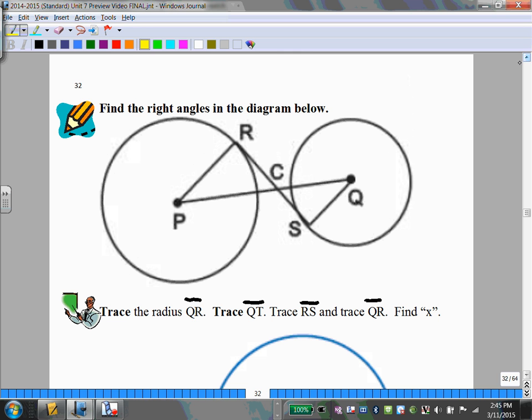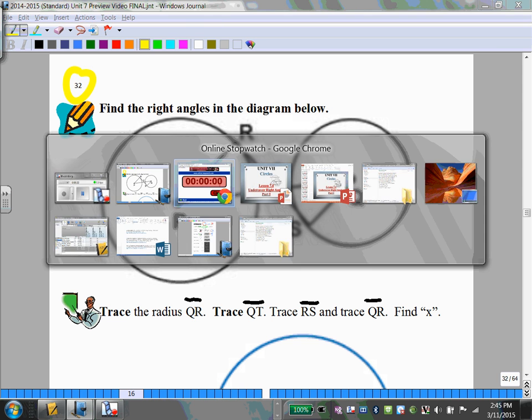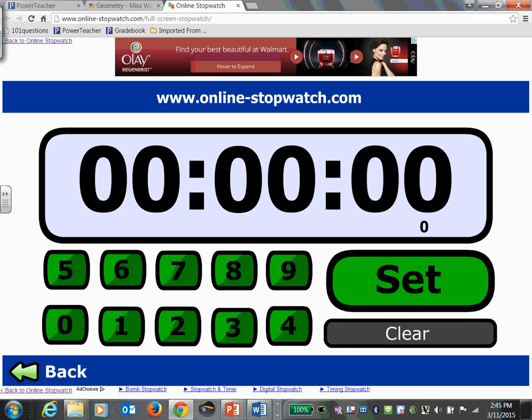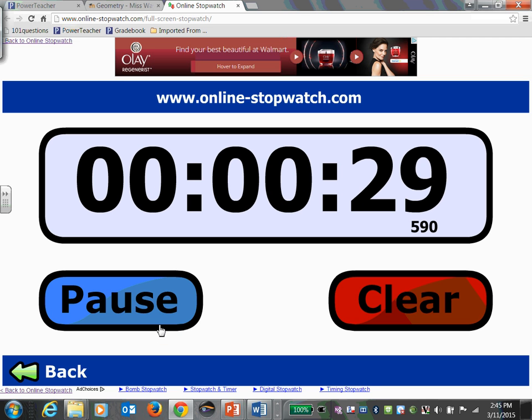Ready? I want you to take 30 seconds on this one and just find the right angles. That's it. Find the right angles. You've got 30 seconds. Go. Try to find the right angles there.